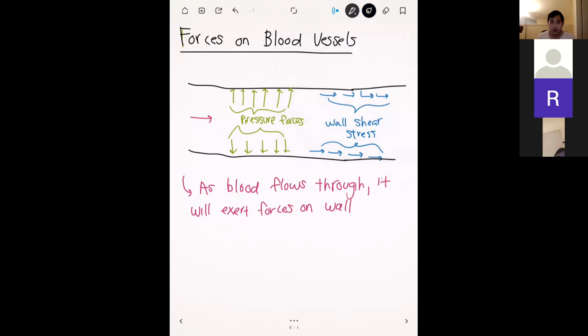And just like we've talked about before too, your blood vessels are lined with living cells. Okay. And so because they're lined with living cells, they can actually sense these forces, and they can actually react to them as well. Okay.